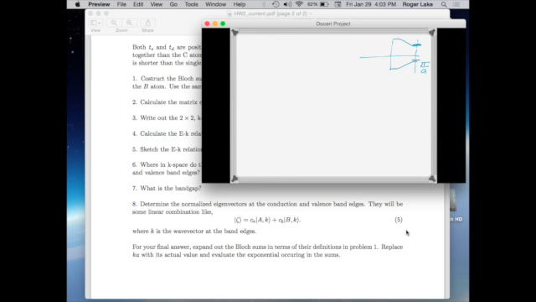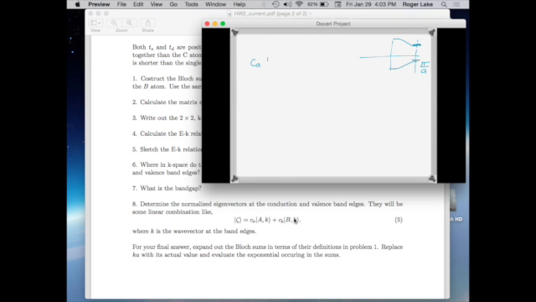And so I'm saying write down, and then for your final answer, this last sentence everyone kind of doesn't read: for your final, expand out the block sums in terms of their definitions in problem 1. So you're writing out this equation 5, and then I say expand out your block sum.